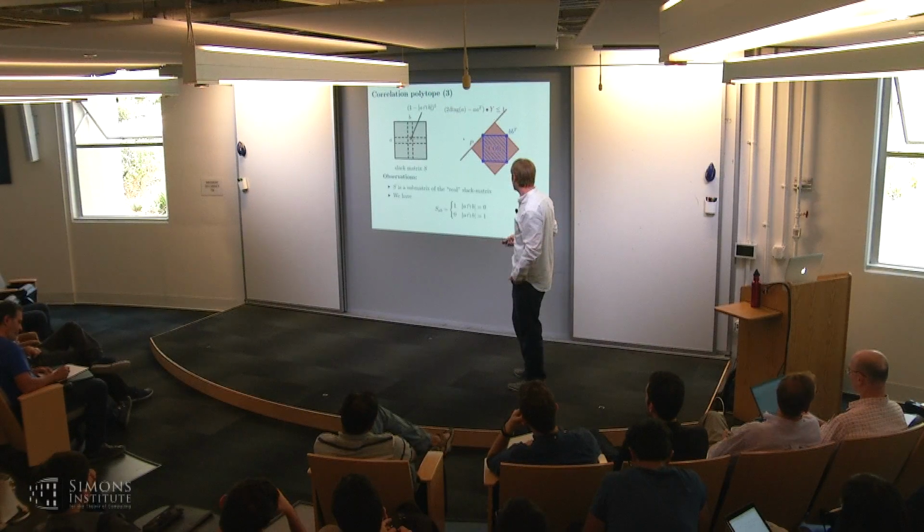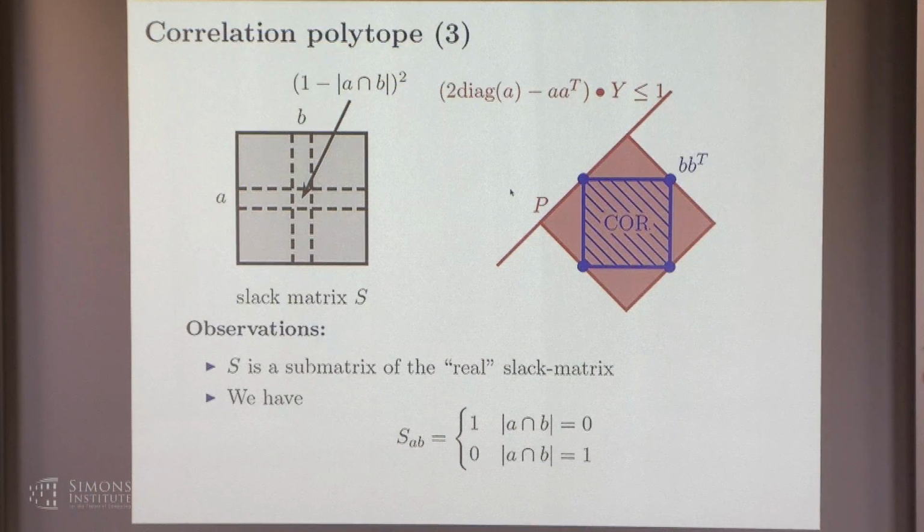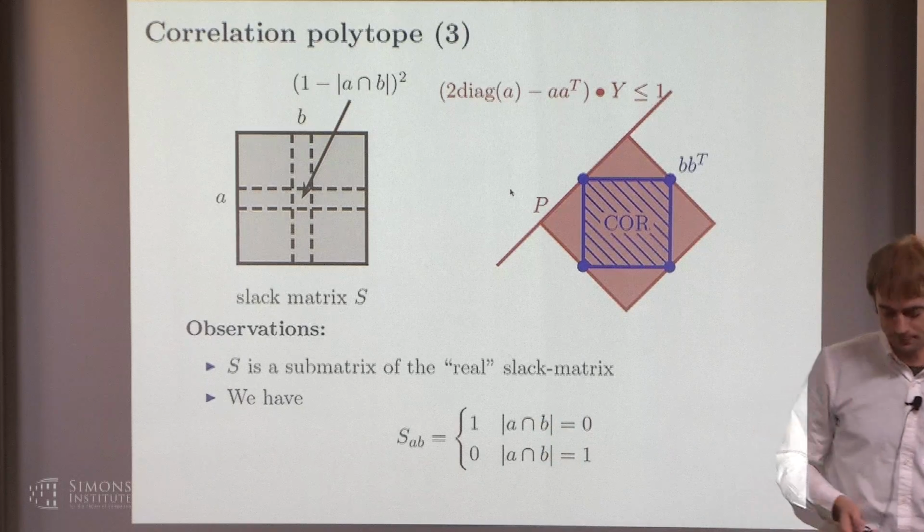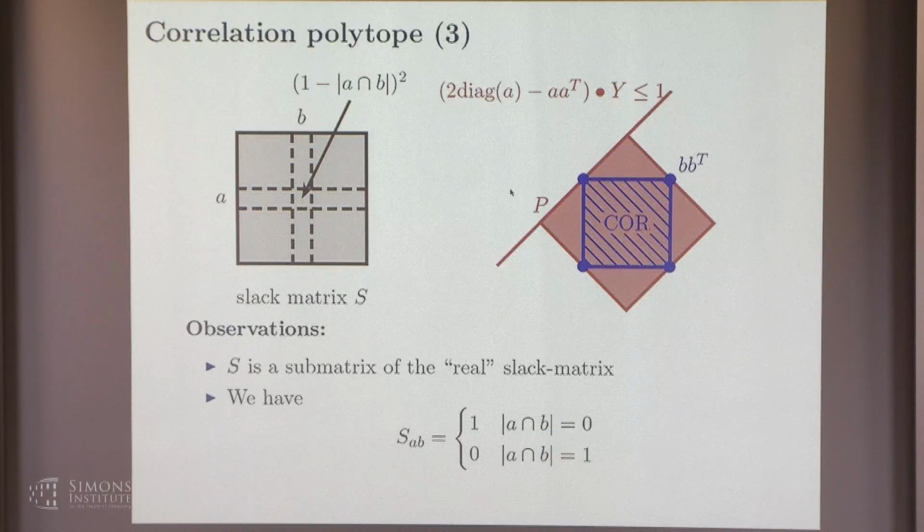In particular, there are only 2 types of entries that are sufficient for the lower bound. If A and B are disjoint, then if you plug this in here, we'll see a 1 in the matrix. And if A and B share precisely 1 index, then we will see a 0 in the slack matrix. And the magic is that we don't care at all about any other entries. Just this property will be enough to show that the non-negative rank is 2 to the n.